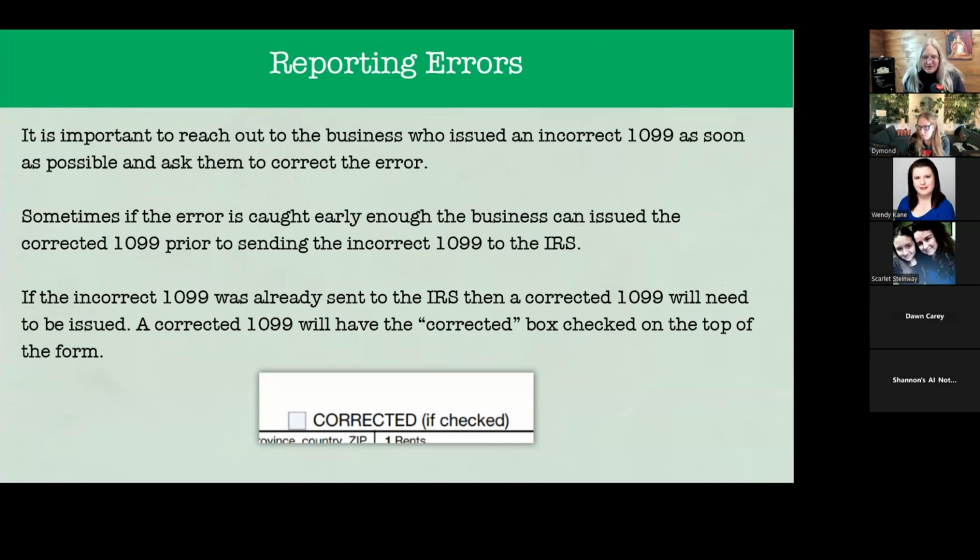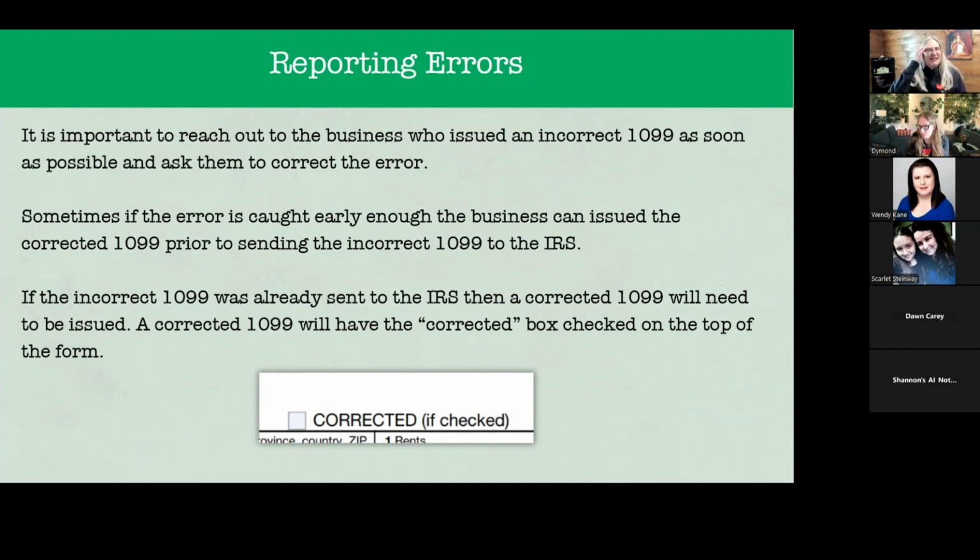As soon as you get a 1099 and it's not correct, you want to reach out to the business that issued it incorrectly and ask them to correct the error. And sometimes if an error is caught early enough, the business can issue a corrected 1099 prior to sending the incorrect 1099 to the IRS. But if you do have to correct a 1099 that was already sent to the IRS, then it's the exact same form, only you mark the corrected box at the top. And that's all you have to do.